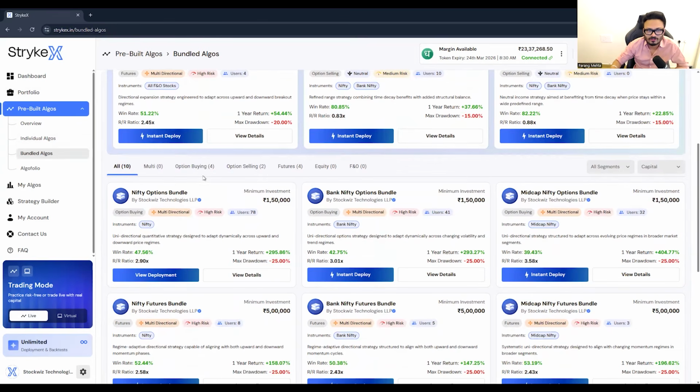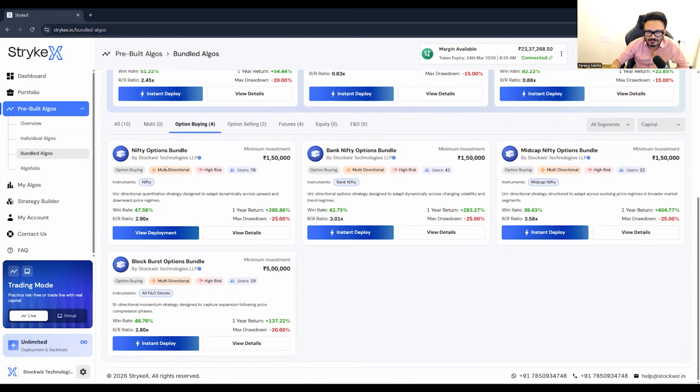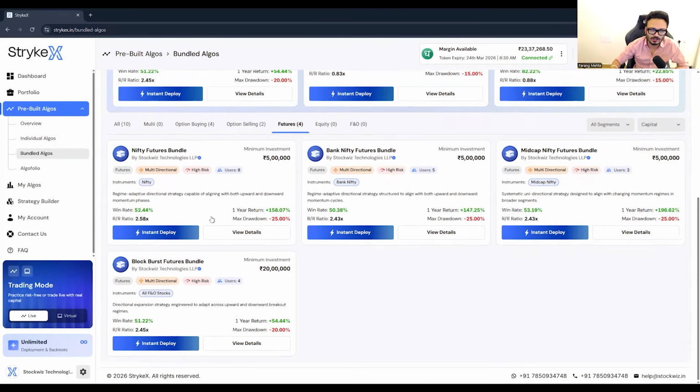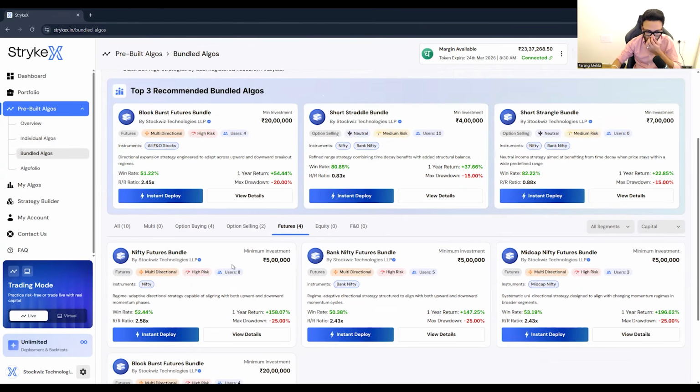In bundle, we have option buying bundles as Nifty, Bank Nifty, Midcap Nifty, and Blockburst, right? So Nifty options bundle or bundle combo, same thing. For option selling, you have a short straddle bundle, right? So you can basically go with that. And you also have the short strangle bundle. So you can go with that also. For futures, again, we have Nifty, Bank Nifty, Midcap Nifty futures bundle, and then the Blockburst bundle. So that's basically what you can apply.